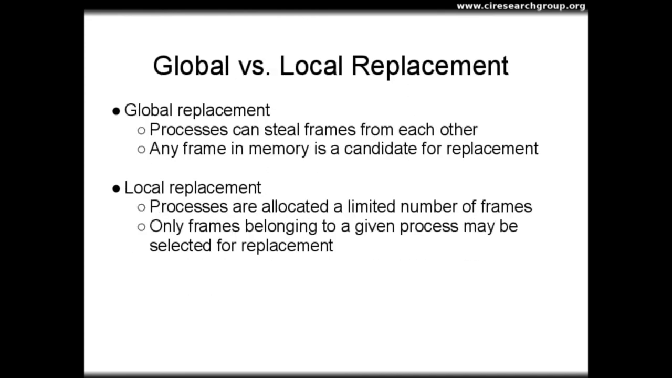Decisions regarding page swaps can be made globally or locally. With global replacement, any page in the system is a potential candidate to be swapped out in favor of another page. While simpler to implement, global page replacement does allow processes to steal memory frames from each other. On the other hand, local replacement policies allocate a limited number of frames to each process. When a process exceeds its frame allocation, only frames belonging to that process are selected for replacement.